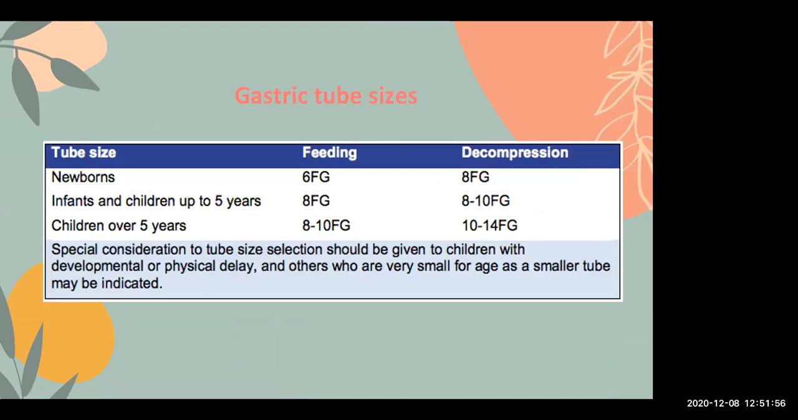For gastric tube size, it is based on age. For a newborn, 6 FG, which is French gauge. This is just a measurement in French. 1 FG equals one third of a millimeter. So 6 FG divided by 3 is 2 millimeter diameter.